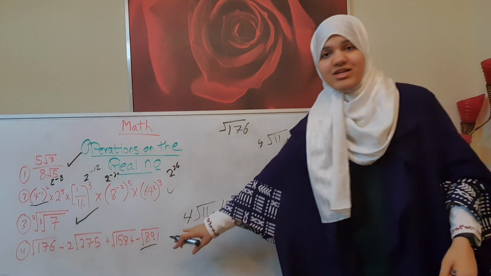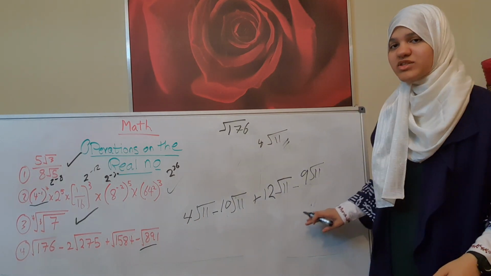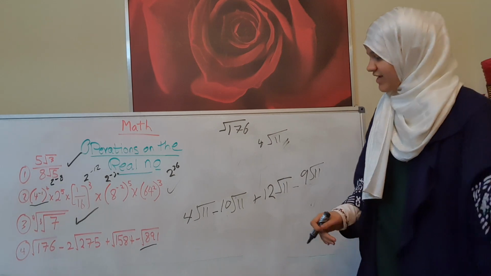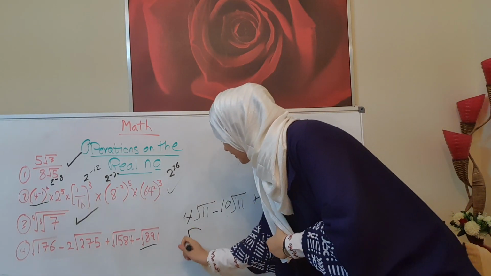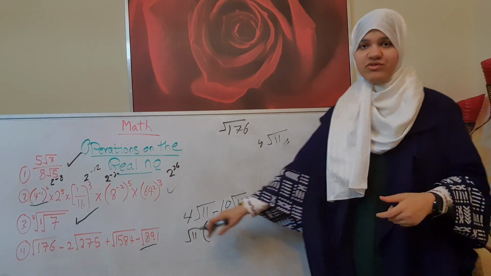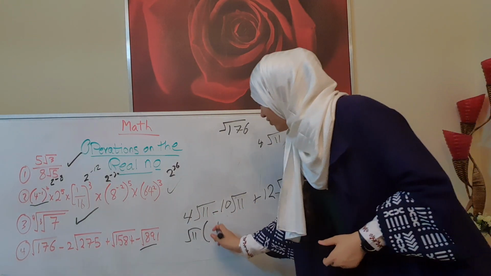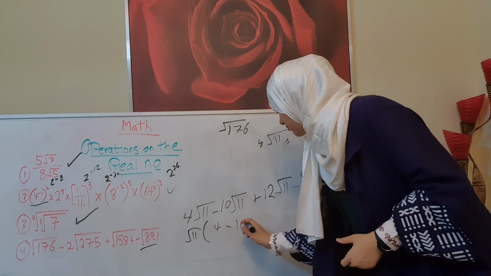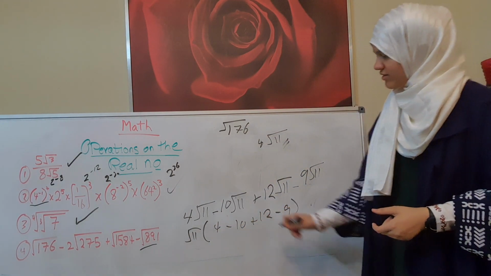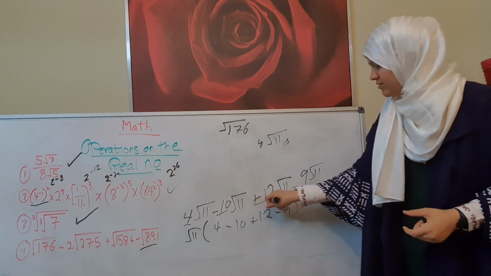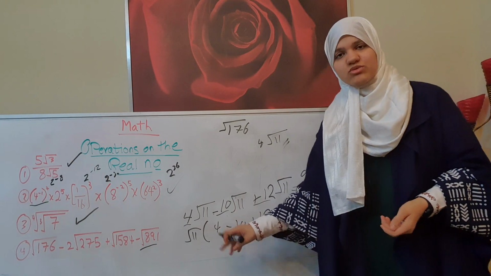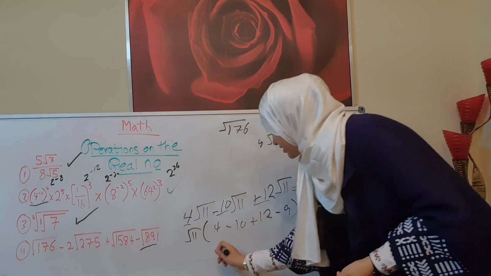Okay, now in all of the parts, the common number we have is radical 11. So that means radical 11 will be out of the bracket. Then inside the bracket, what we have? 4 minus 10 plus 12 minus 9. Okay. So now 4 minus 10 will be negative 6.